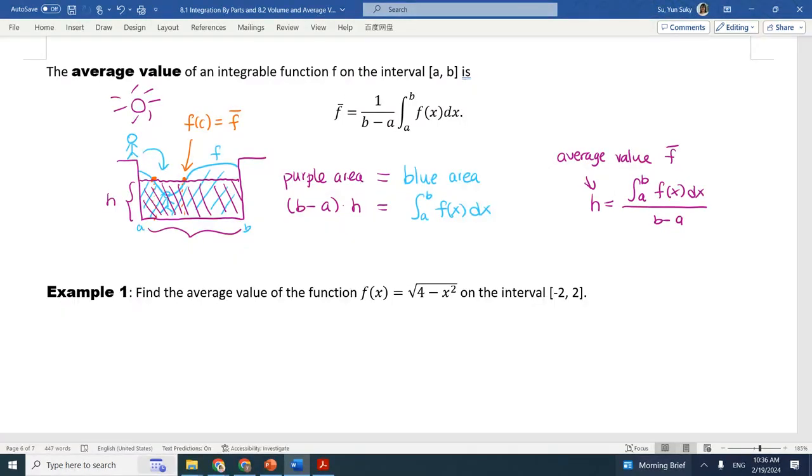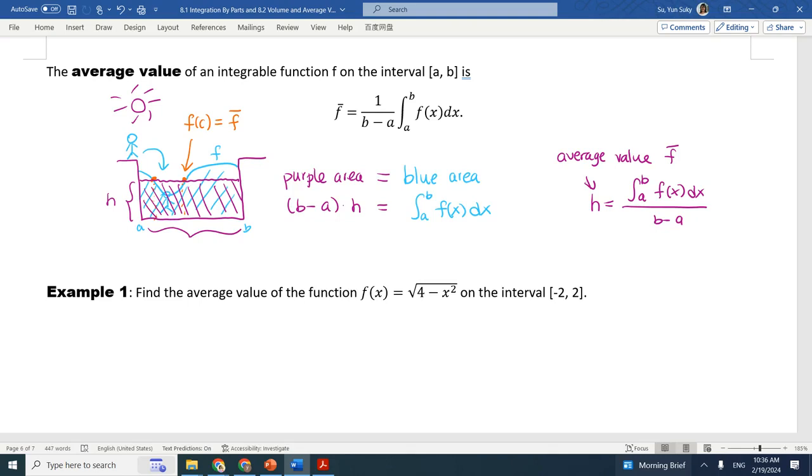And do you see the blue area equals the purple area? Assuming you're so tiny, we don't count your area, right? So the water area is the same. And then what is the purple area? We have the function from A to B. Do you see the purple area is a rectangle?